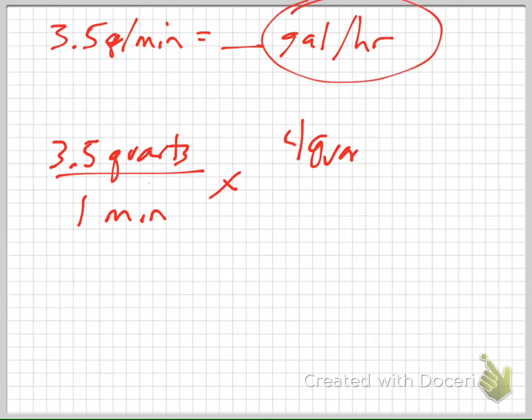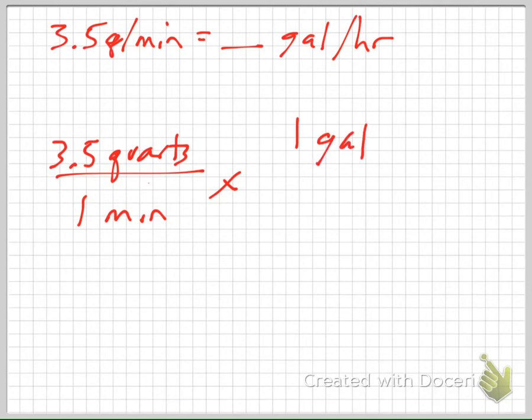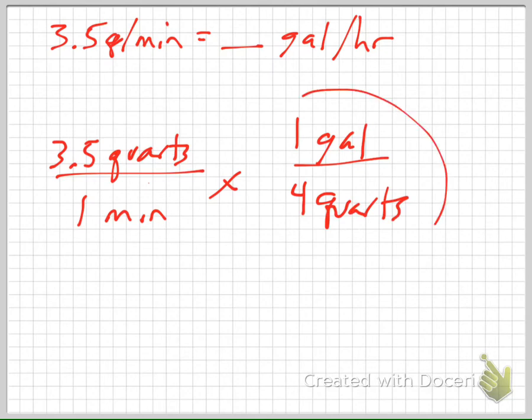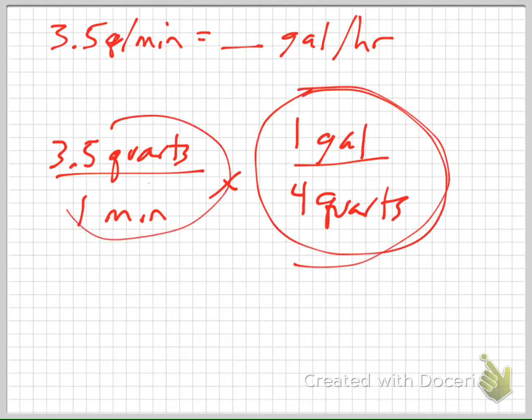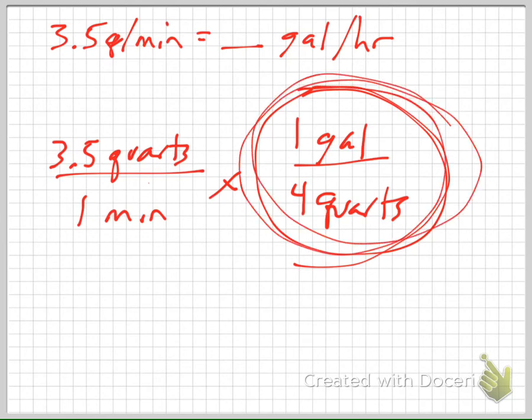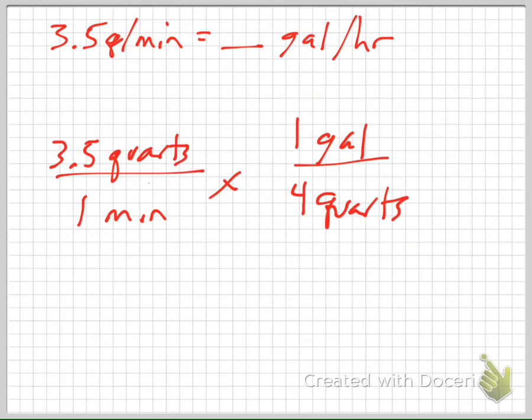Do we want quarts here? Is that what we're asking for? No. What are we asking for? Gallons. So then we're going to go 1 gallon over 4 quarts. You need to understand, do you all see very clearly that all I've done is multiplied this by 1? That is equal to 1. 1 gallon over 4 quarts is 1. Right? That's what I'm allowed to do.